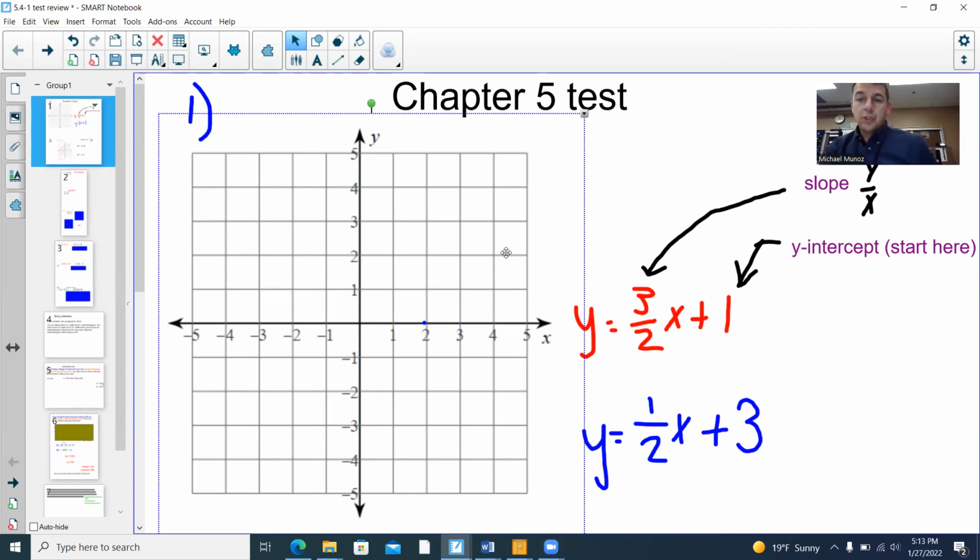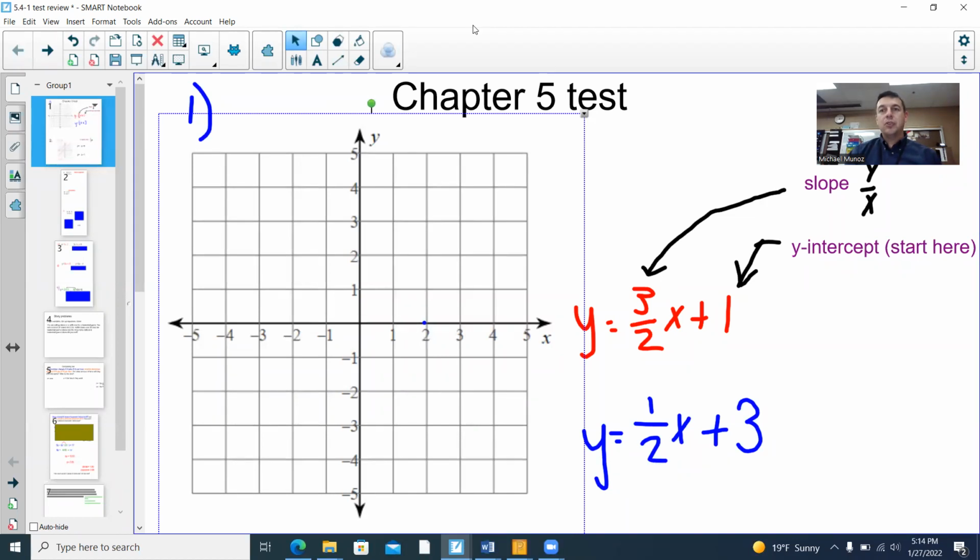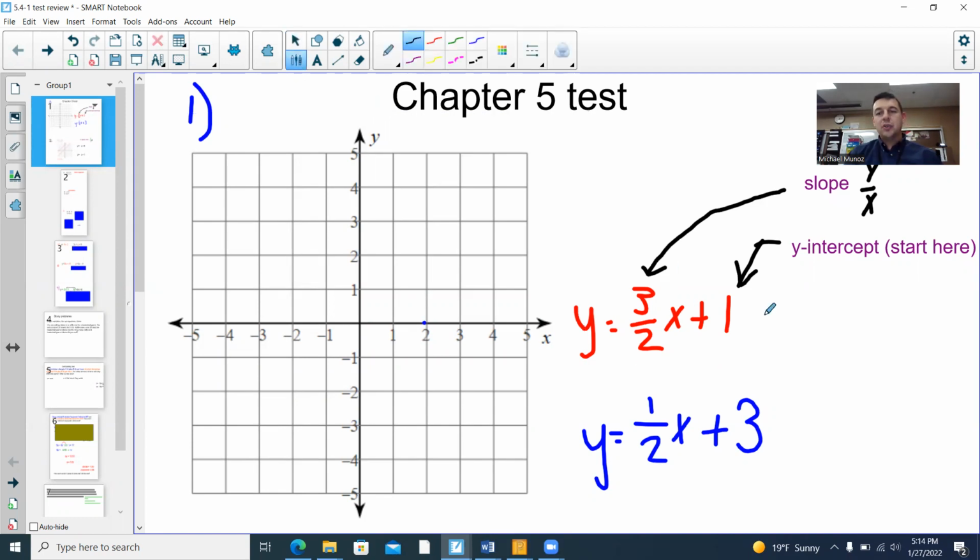All right, so we're going to work through these problems right here. First things first, make sure that if you don't have the review that you get one. And so just paying attention to the screen, we have these two equations down here.